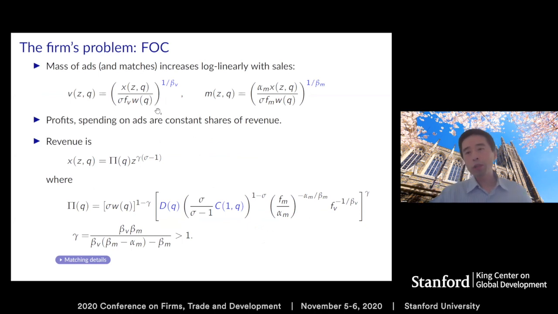Just to sum up, the firm's profit and revenue depend on two things. One is a profit shifter, pi_Q, that indirectly depends on these two equilibrium objects, D_Q and C_Q. The other is your efficiency, right? When you look at this, it differs from an otherwise standard heterogeneous firm trade model like Melitz on two aspects. First, the shifter is quality specific, right? And second, Z is to the power of gamma times sigma minus one instead of only sigma minus one. So what happened to this gamma?